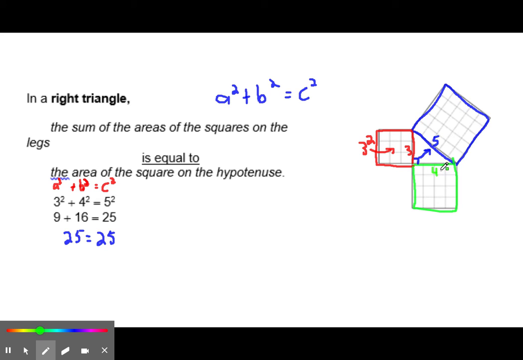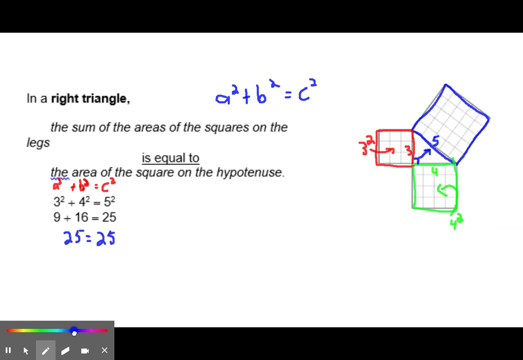The side that we labeled green, 4, 1, 2, 3, 4. Well, if I square that or multiply it by itself, I create a 4 by 4 square, which gives me 16 total squares. So 1, 2, 3, 4, 5, 6, 7, 8, 9, 10, 11, 12, 13, 14, 15, 16, right? Which was the same as 4 squared. So anytime we're talking about area, we're talking about square units, right? Square units. So 3 squared, 4 squared, and the same with our hypotenuse.